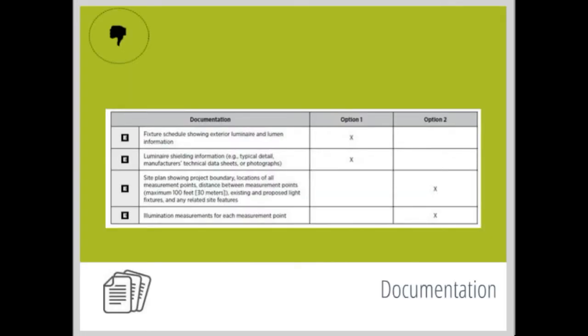Listed here are the documentation requirements. Option 1 requires documentation on fixture schedule and luminaire shielding information, while Option 2 requires documentation on site plan with measurement points and illumination measurements. This credit is not eligible for exemplary performance.